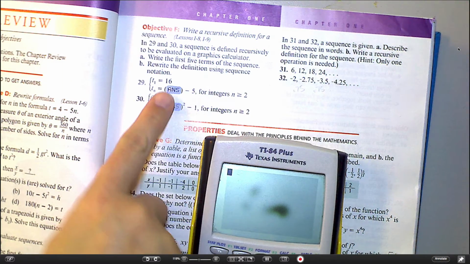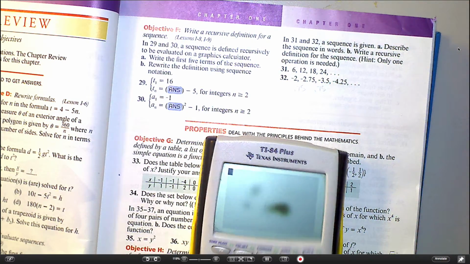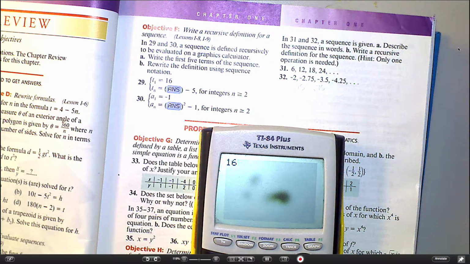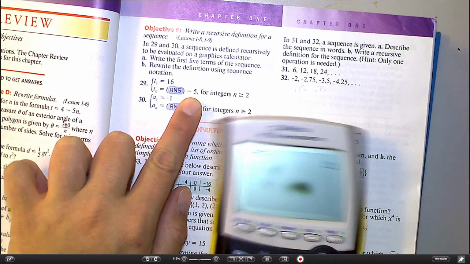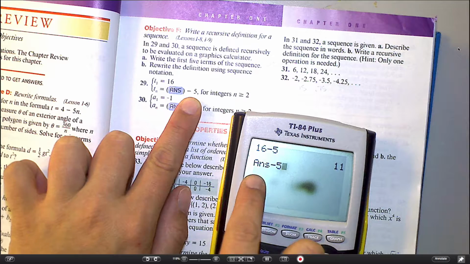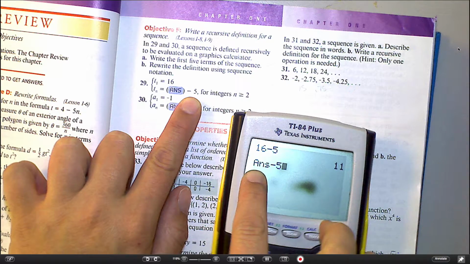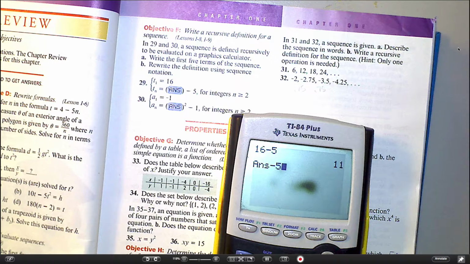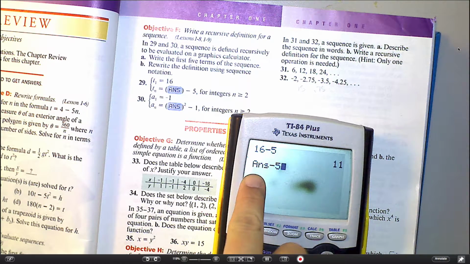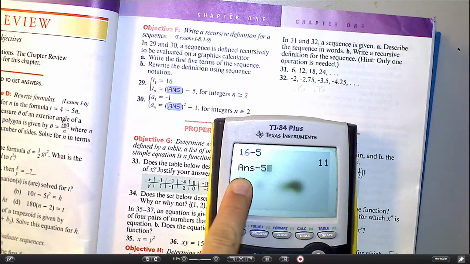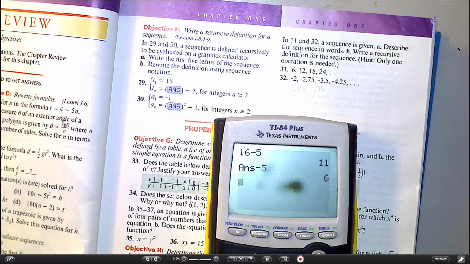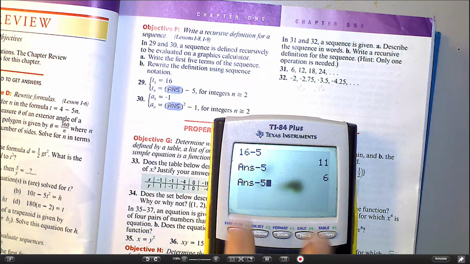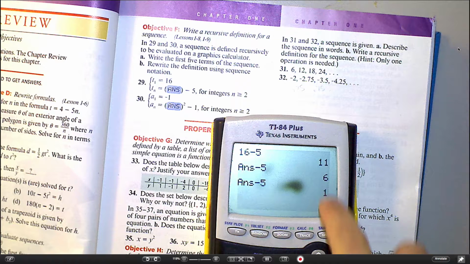So my first term in this one, for example, would be 16. And then for my second term, I would do 16 minus 5 and get 11. Then you'll see that if I just hit minus 5, see how that ANS automatically pops up? Or if it didn't, for whatever reason, you could hit second and the negative sign and bring that up. But what that's really doing is saying to your calculator, use my last answer. So I'm going to do minus 5 and get 6 again. And then I can hit minus 5 and get 1. See how that's making my sequence for me?